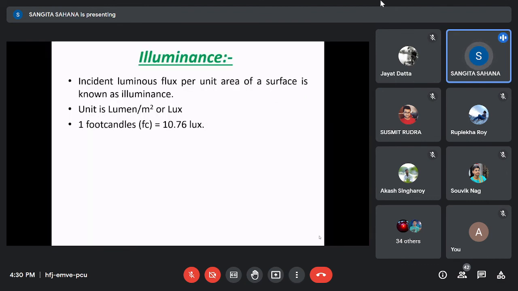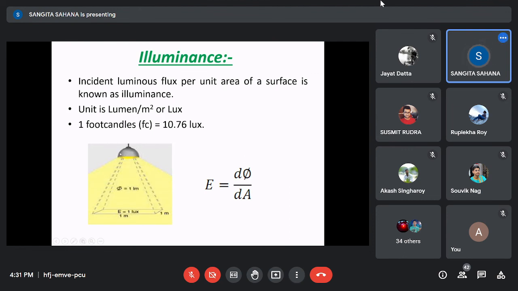So this is another important parameter. The luminous flux per unit area of a surface is known as illuminance. Whatever the total light output in your room, you can utilize only what is falling over your table or your work surface. That parameter is the illuminance. For example, from this lamp we are getting a certain amount of lumen. But if we want to calculate the received light at any surface, then we use the term illuminance. This is the luminous flux per unit area.